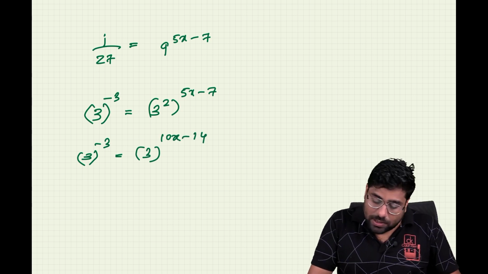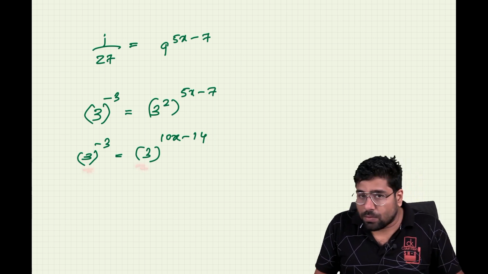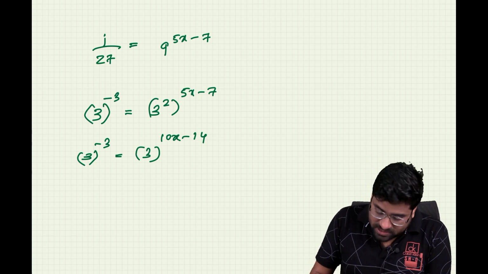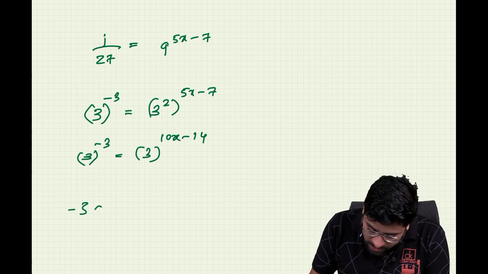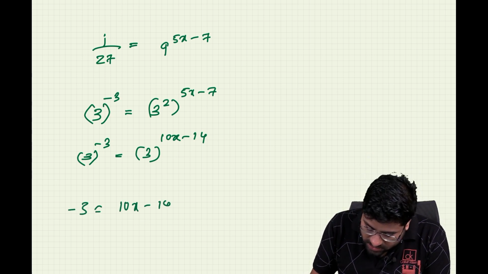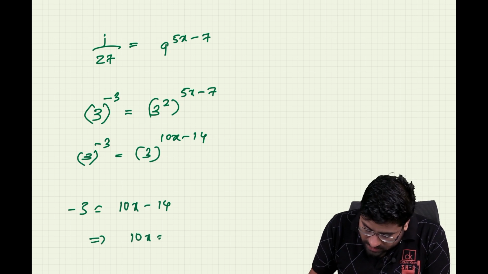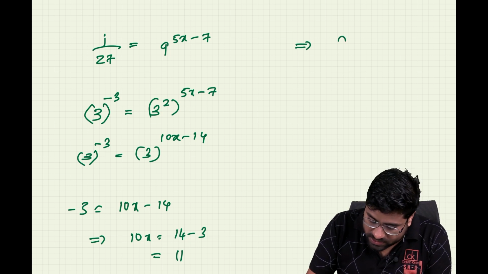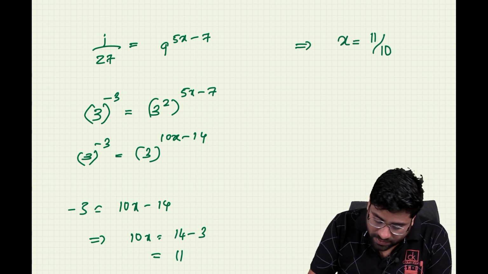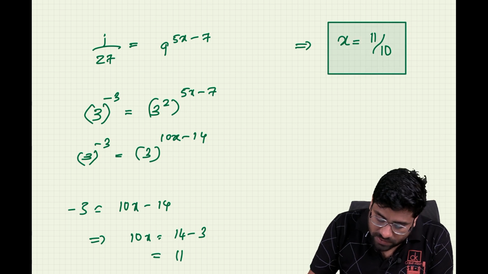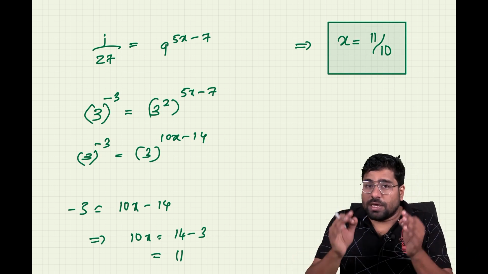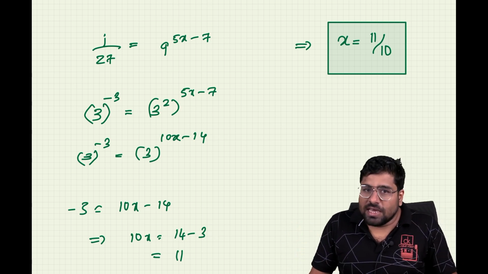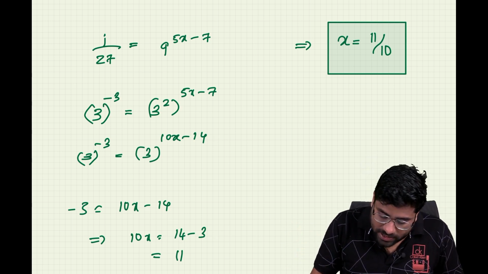So you can see we have the same base of 3 on both LHS and RHS, so we can do the comparison. And when we do the comparison, what is it that we end up with? We end up with minus 3 is equal to 10x minus 14, or 10x is equal to 14 minus 3, which is equal to 11. This implies x will be equal to 11 divided by 10. So we got the solution for this question very easily by using the concept of exponents and comparison of exponents on LHS and RHS. That is the concept that we used, and that gave me the solution.